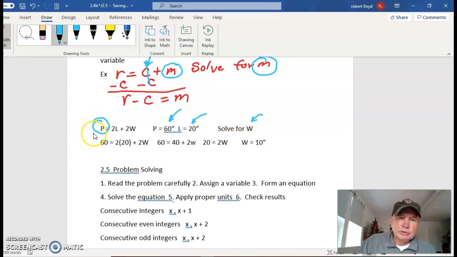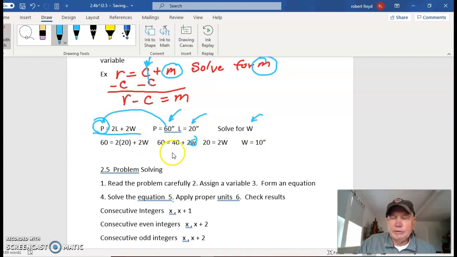So we use our equation over here, and the 60 is the total, so it goes in this position. The length is 20, so it goes into the L position. We end up with 60 equals 2 lengths, 2 times the 20, plus 2 widths. So 60 then equals 40 plus the 2 widths. So this is what we want to find right here, this W. And it's got a positive 40 with it.